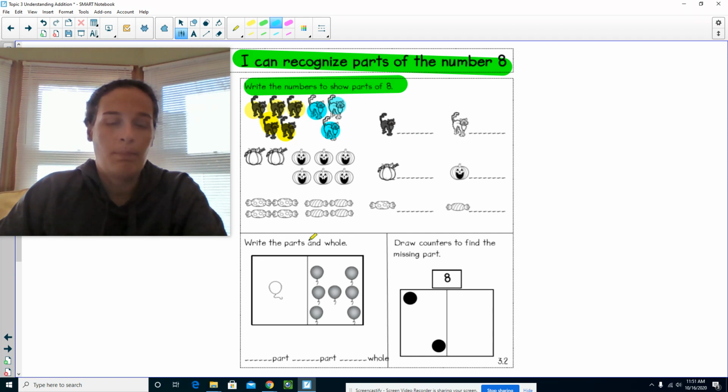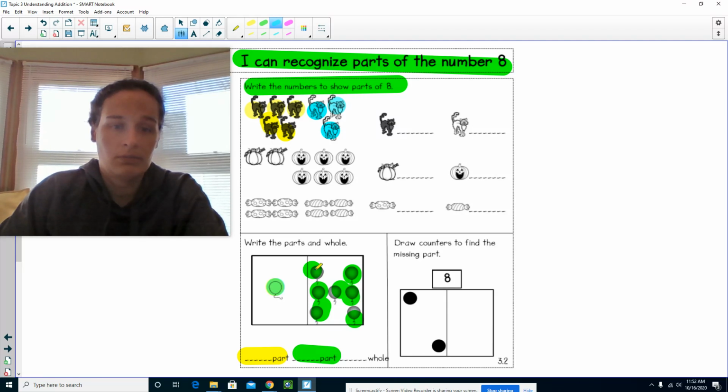Here it says write the parts and whole. So you would count the parts and then you would go back and count the whole.